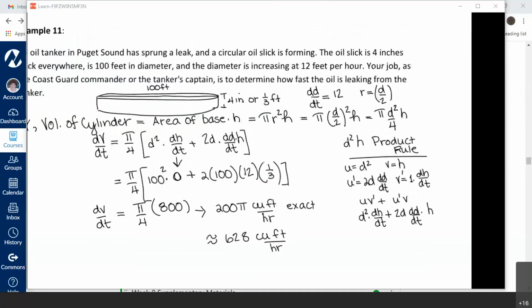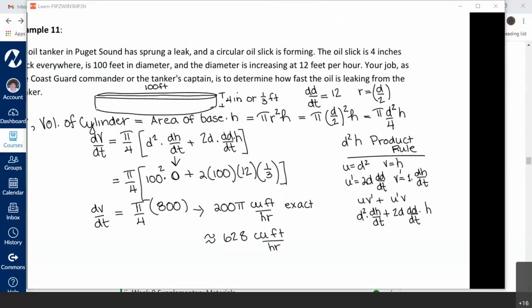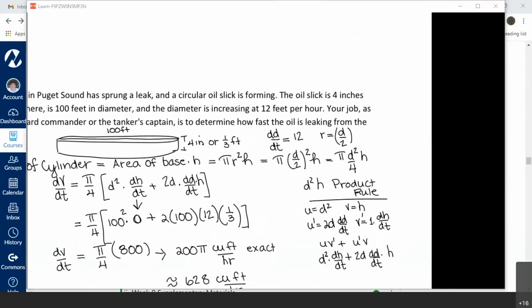So what this is saying is oil's coming out of the tanker at the rate of 628 cubic feet every hour. That's a lot of oil. The strategy here was there were 2 things you had to watch out for in the beginning. The first thing was make sure all of your measurements are in the same units. The other thing was make sure you express your area of the cylinder's base in terms of the diameter, since that's what they gave you. And then it was just a matter of differentiating the volume formula to get dV dt. The rest of it is pretty straightforward.